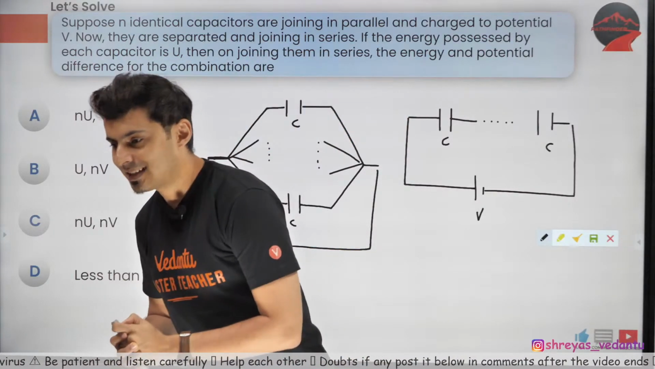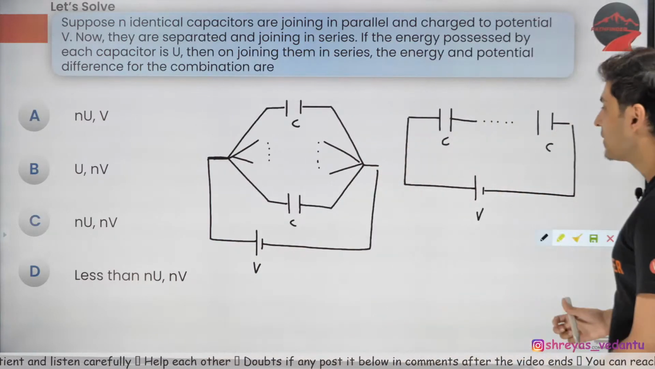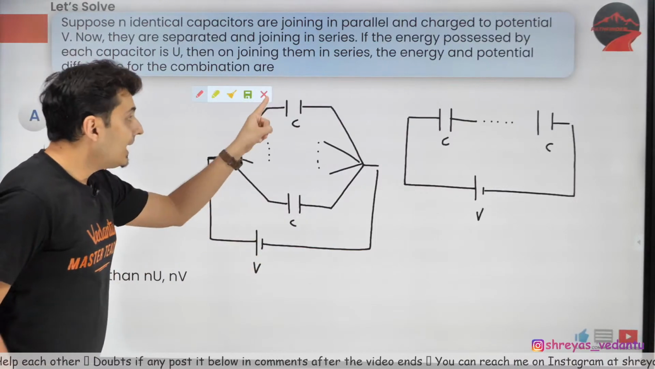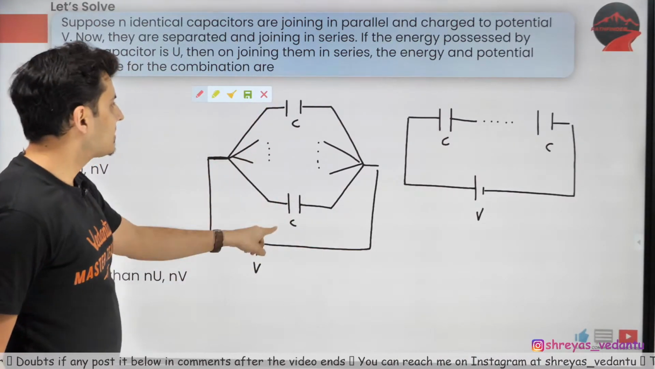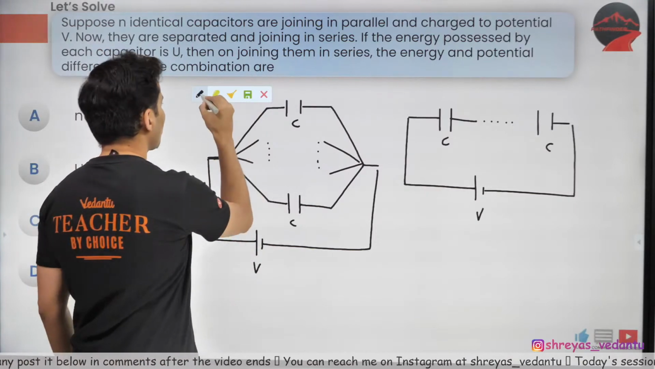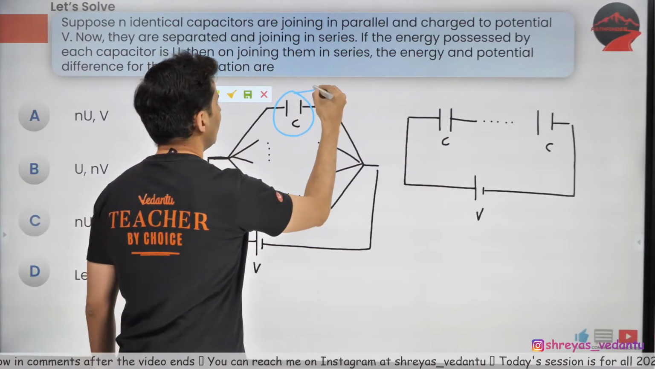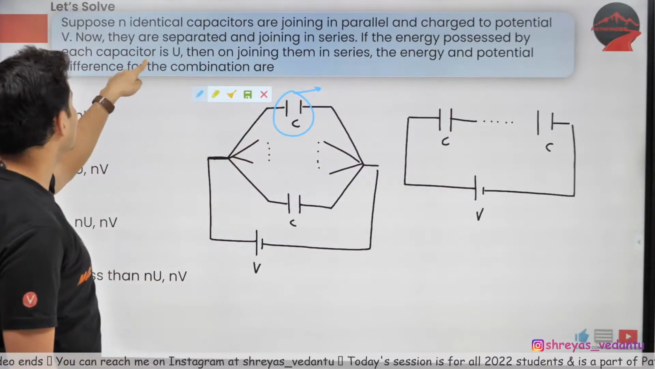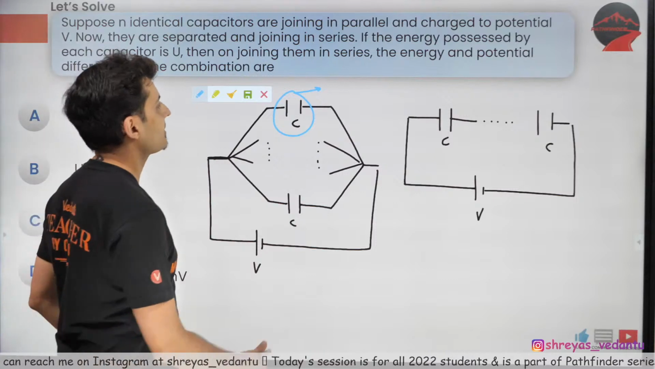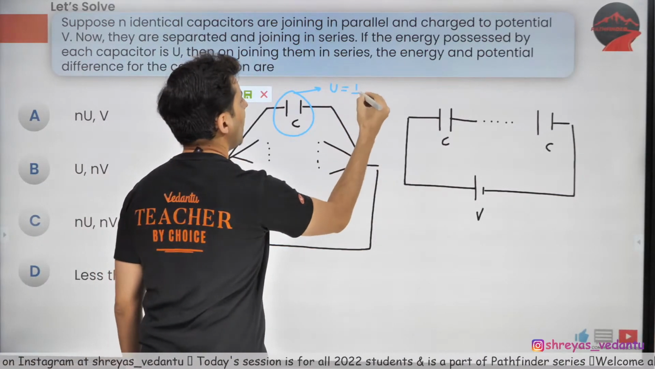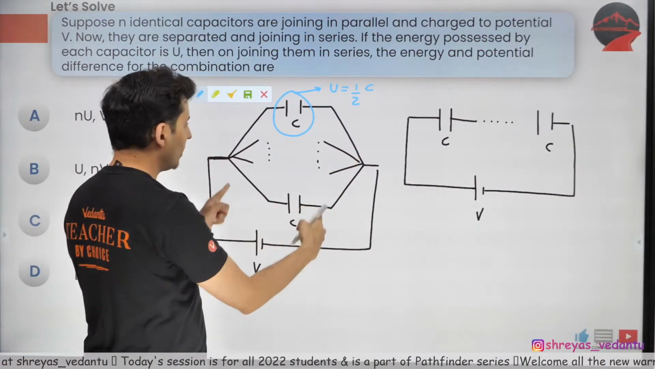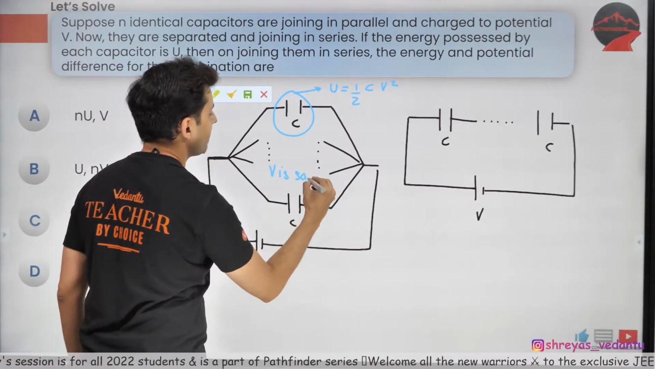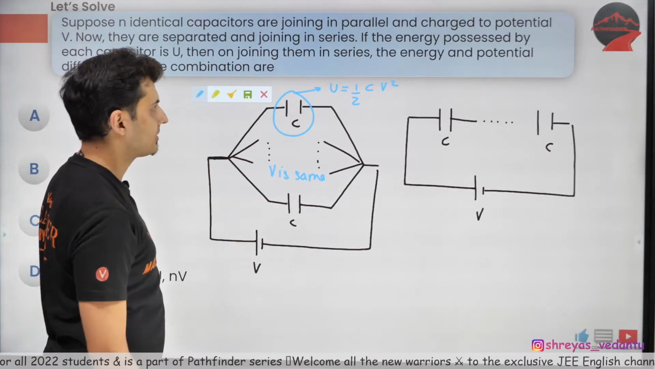Let's see whether you can solve this question coming up on your screen. And here we go. When they are in parallel, the voltage is same. Each capacitor will have some energy stored, and that is what is mentioned. If the energy possessed by each capacitor is U, what will it be? U will be equal to half capacitance C, voltage same, V square. Remember, V is same for all of them.